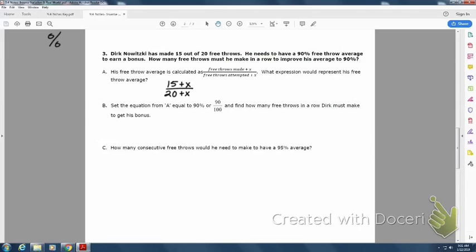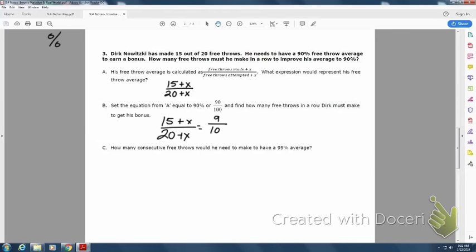So I want to find out how many free throws must he make in a row to get to 90%. So what fraction represents 90%? 9/10. Okay. You can do 90 over 100 if you want to reduce that.